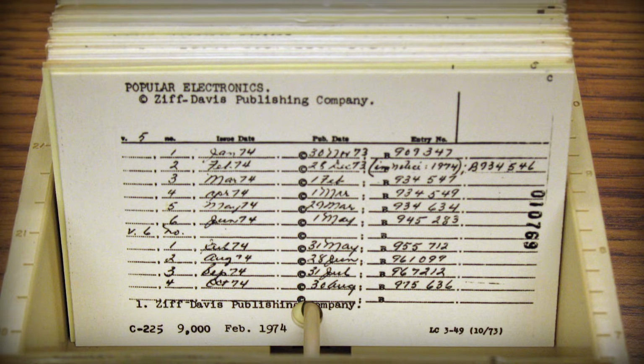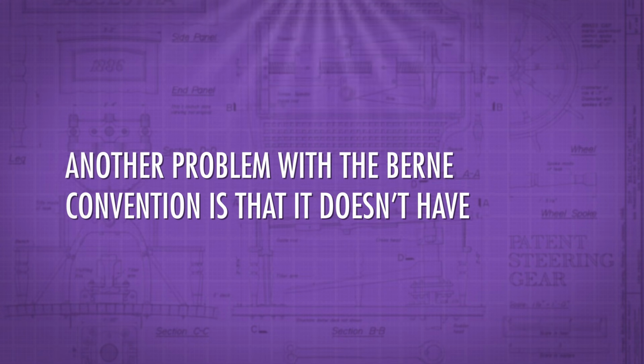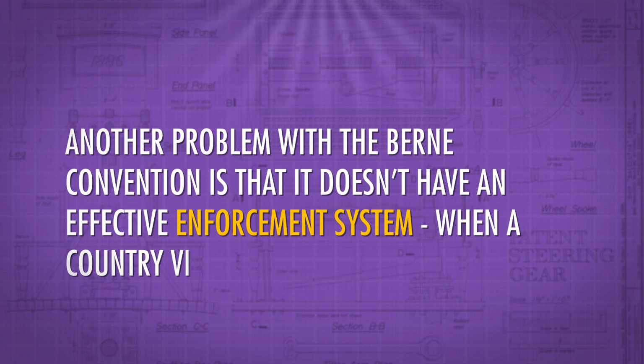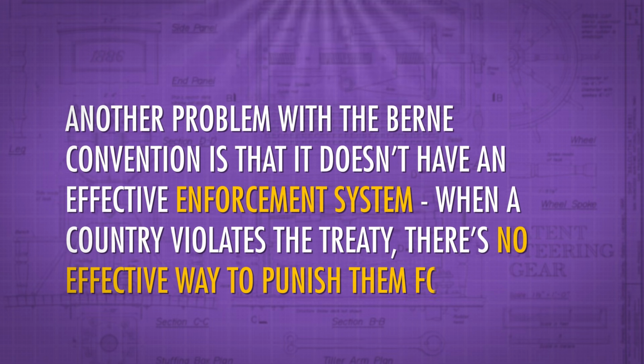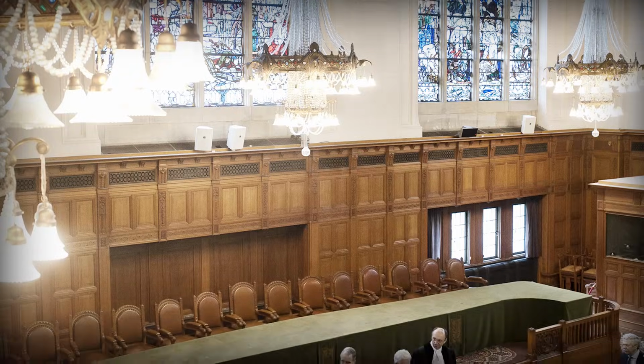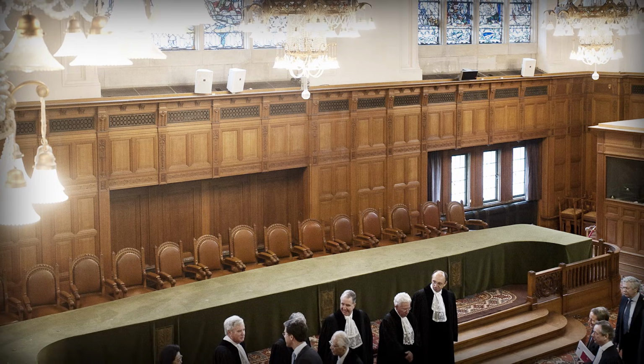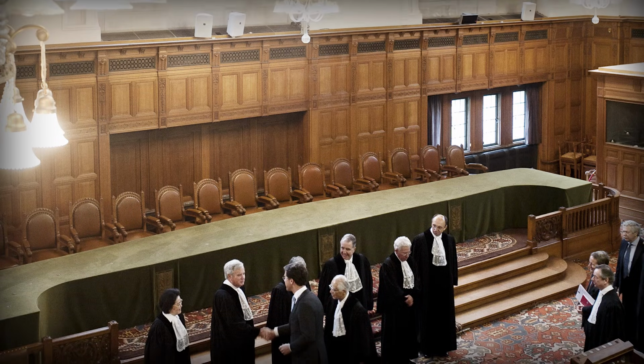This creates a lot of problems. Another problem with the Berne Convention is that it doesn't have an effective enforcement system. When a country violates the treaty, there's no effective way to punish them for it. Members do have the option of trying to settle the dispute through the International Court of Justice, but this option has been used exactly 0 times.